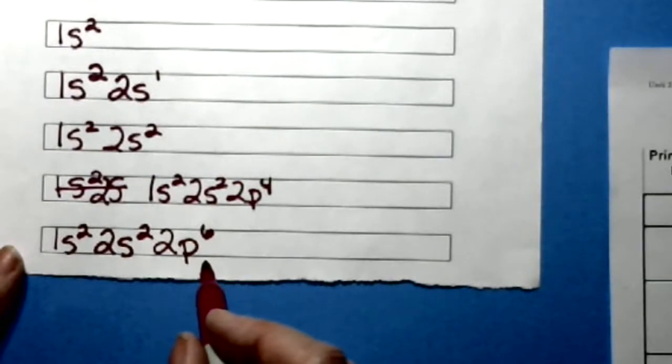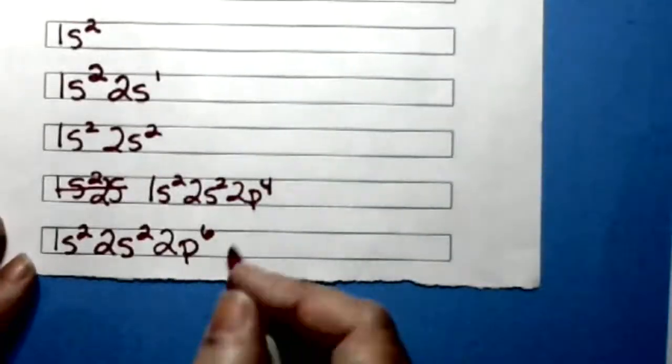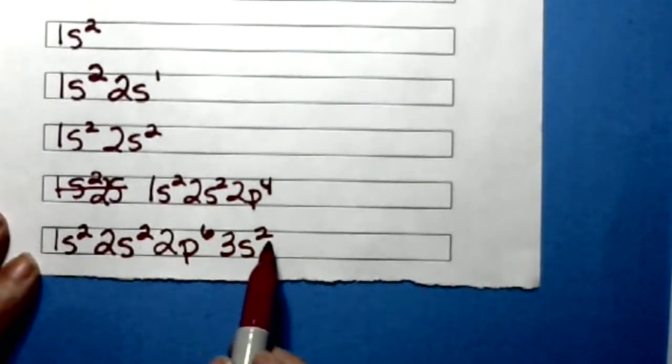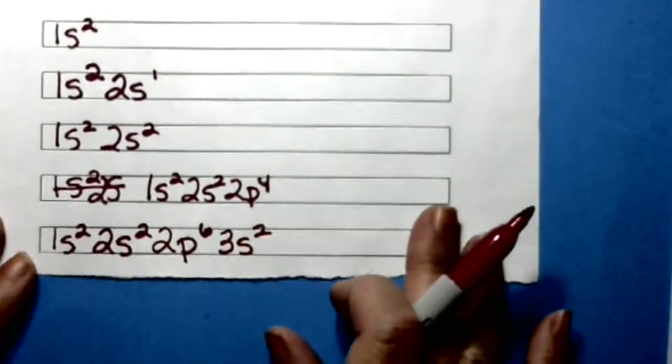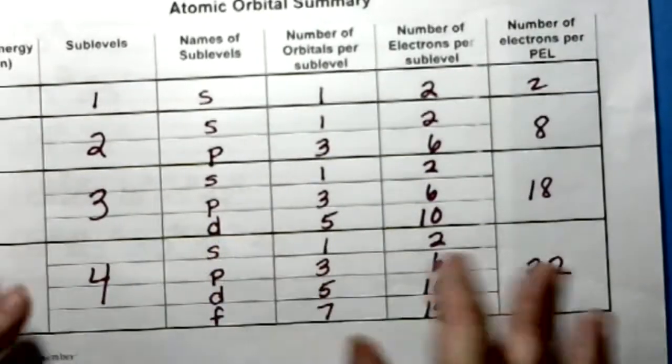So what comes after 2p? Well, if you look at that chart again, the 3s is next. So I go to the 3s level, and I've got 2. So I have 6, 7, 8, 9, 10, 11, 12. I'm almost there. I go to the 3p next, because that's next on the list.